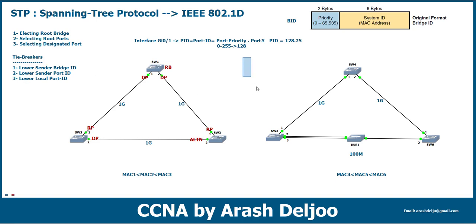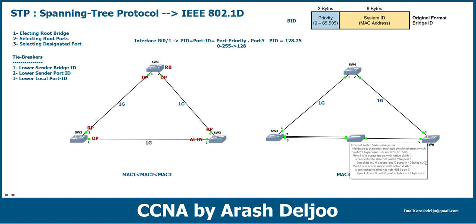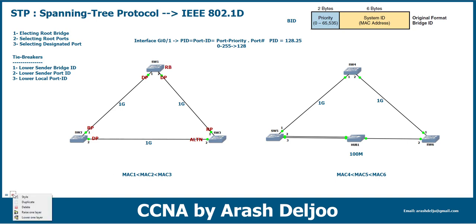Okay, let me explain this scenario, the right scenario. Here we have again switch 4, switch 5 and switch 6. Switch 4 has the lowest value about the MAC address. Because of that, it's easy to understand that switch 4 is the root bridge. Let me write here. This is the root bridge.